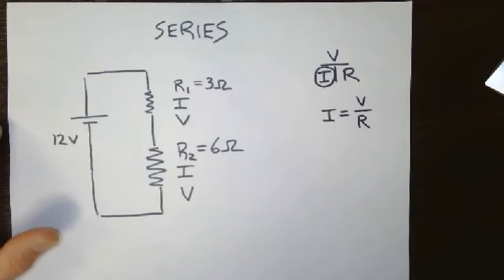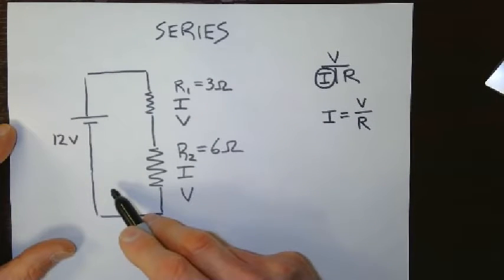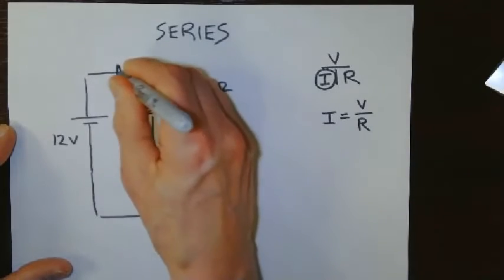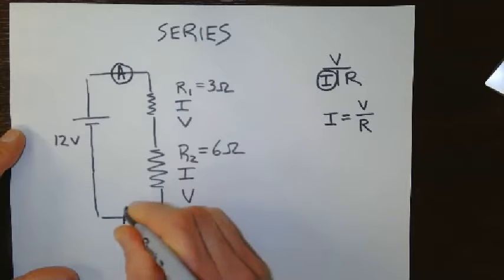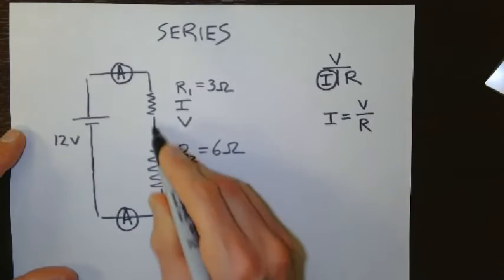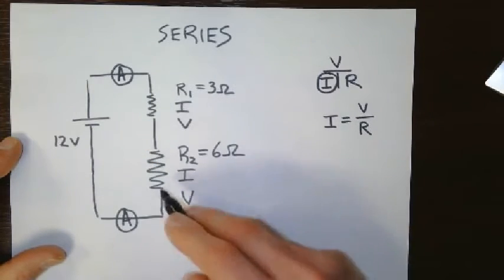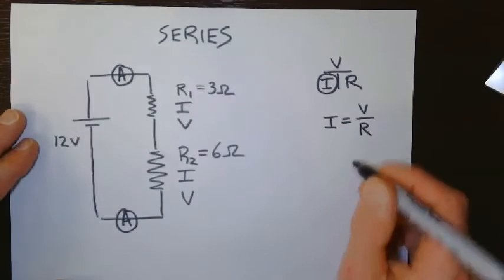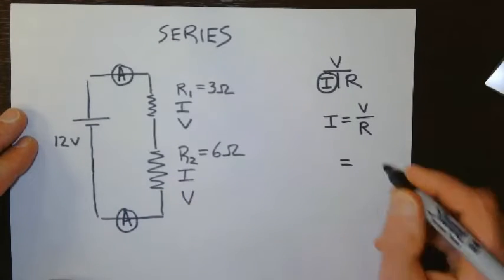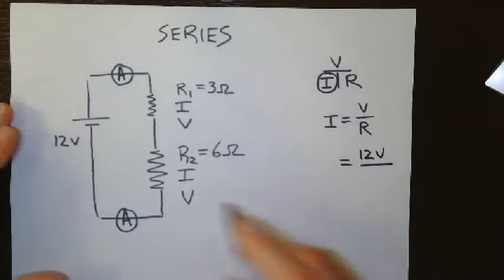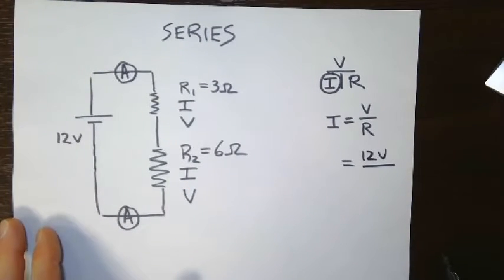Now guys, let's think about this. This is a series circuit, and the current is always the same value no matter where you are. So if I put a current meter up here, I should measure the same current as if I put it down here. Or if I put it in between the resistors, I should still get the same current. So how do I find that current that goes through all those resistors? The way that you do it is that you use Ohm's law, and you take the battery voltage of 12 volts, and then you divide it by the total resistance of the circuit.